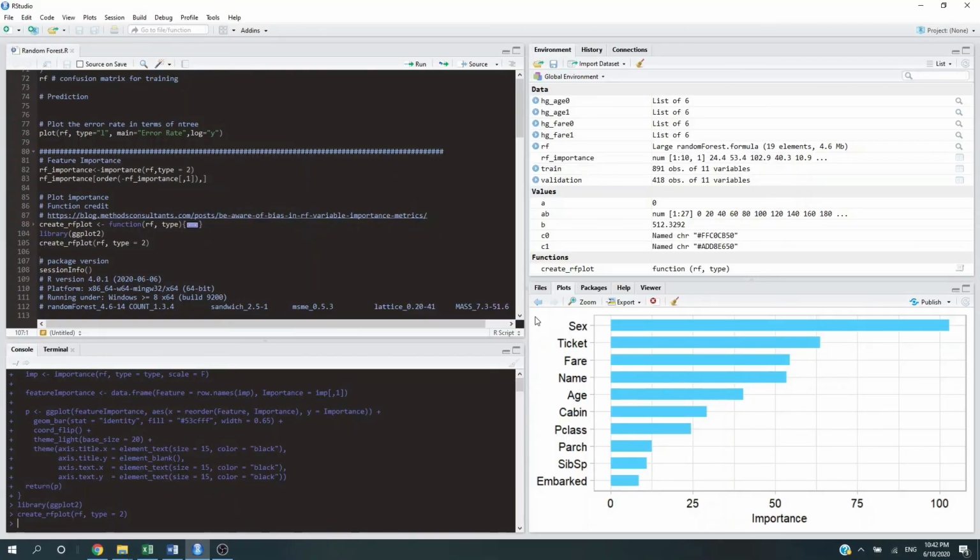Feel free to read more on that topic, but next time when you train your random forest model, maybe it's not a bad idea to spend a little bit more time inspecting the variables just to see whether they make sense or not.